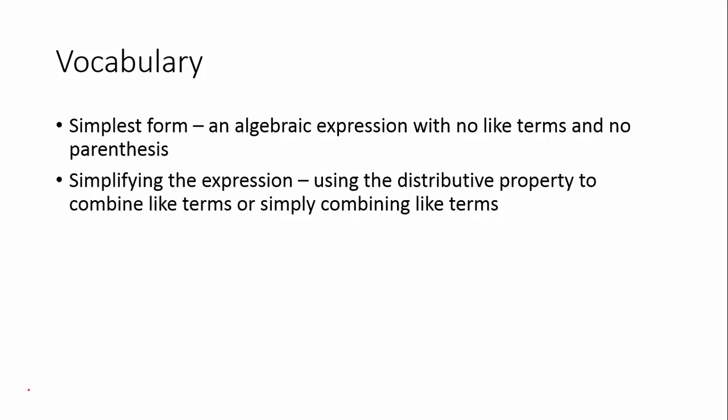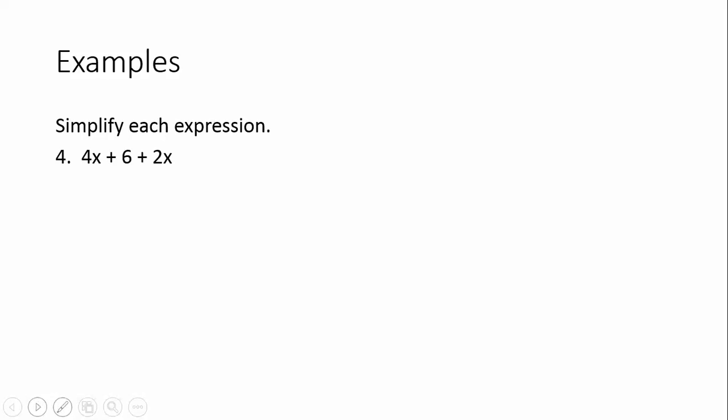So let's look at some examples where we need to simplify the expression. Remember, simplify the expression means to combine all of the like terms. So the first thing I'm going to do when I look at an expression is I'm going to underline the terms that are like that need to be combined. So we have 4x plus 6 plus 2x. Hopefully you recognize that the x terms are like terms and they need to be combined.